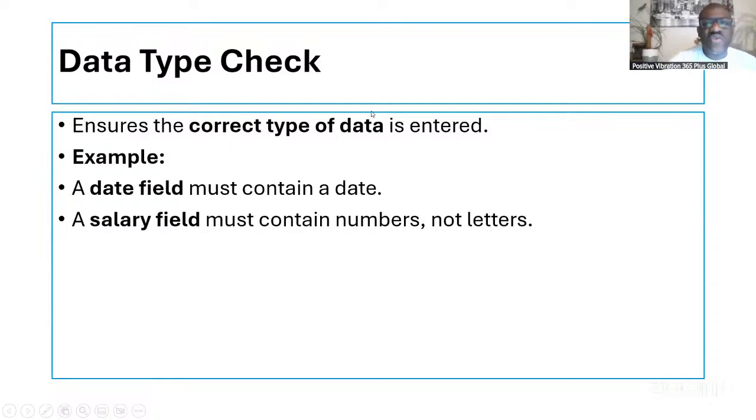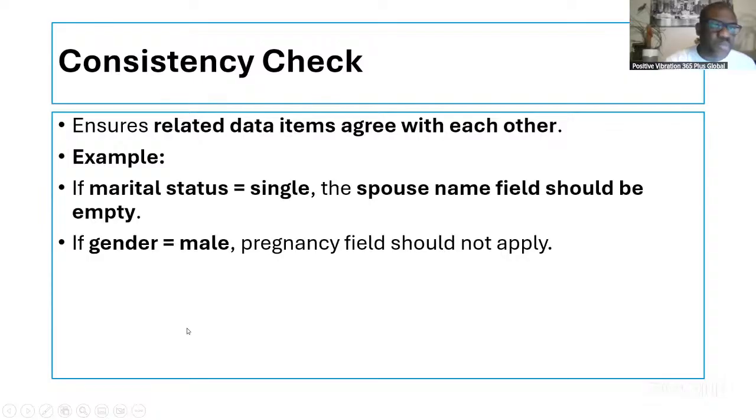Then this one now is more related to programming, which is data type check, programming and databases, that is. This one just ensures that you're entering the correct type of data. So if we're expecting you to enter a date, the program is to check to make sure that you're entering a date, and if you're entering something else, it should flag up in red and tell us that something is wrong. Right? For salary, they expect you to enter numbers, and so if you enter letters, it should automatically tell you that something is wrong. That's not what we expect.